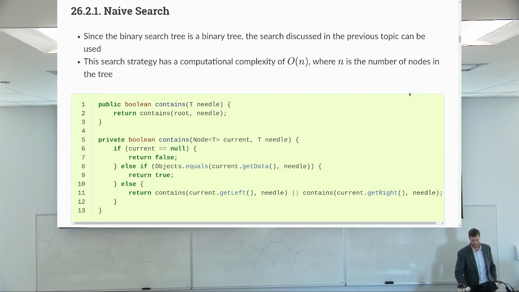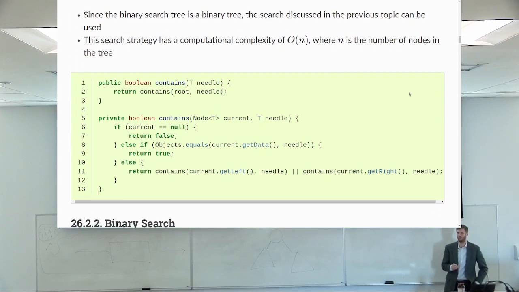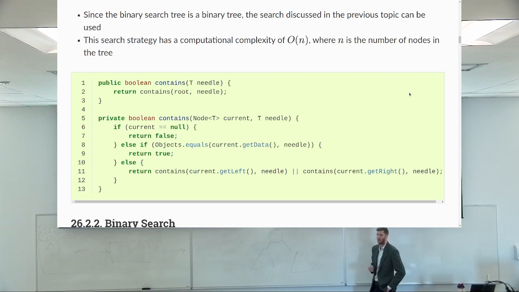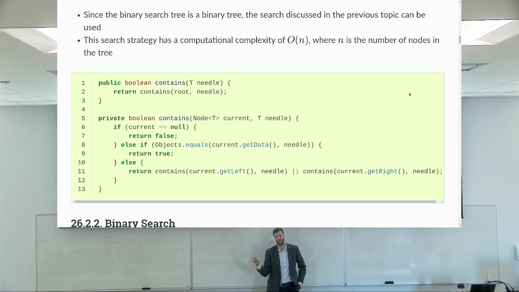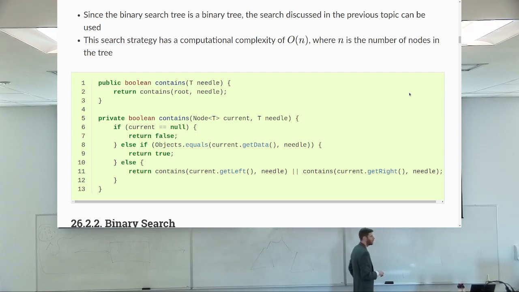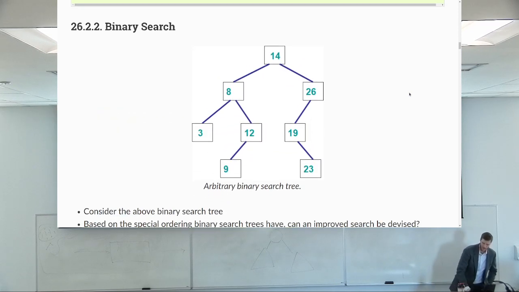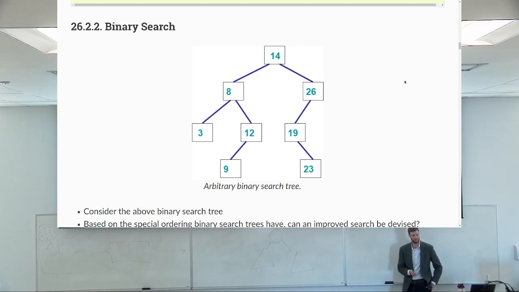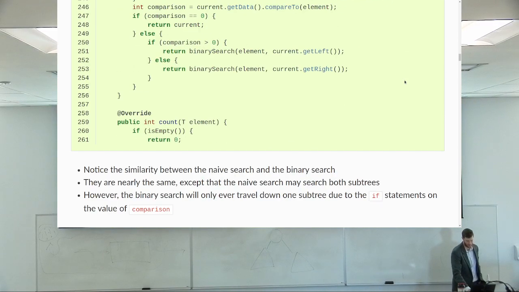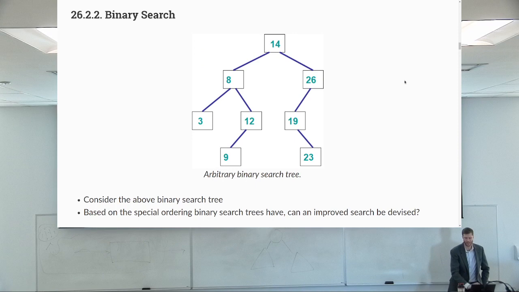I could search it naively with the exact same contains method I just wrote, and it'll work. And the computational complexity is going to be linear, because worst case scenario, I have to put my finger on each one of those things. But with a binary search, it's a little bit better, because I'm looking at 14. Do I have an example? Okay. I'm looking at 14.